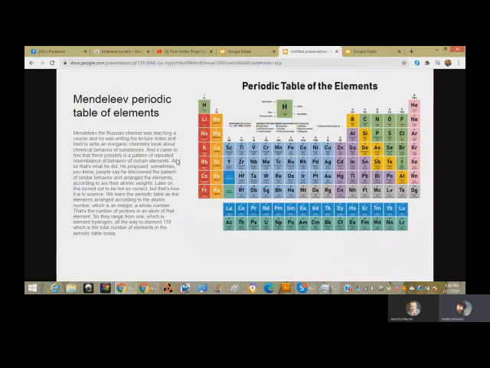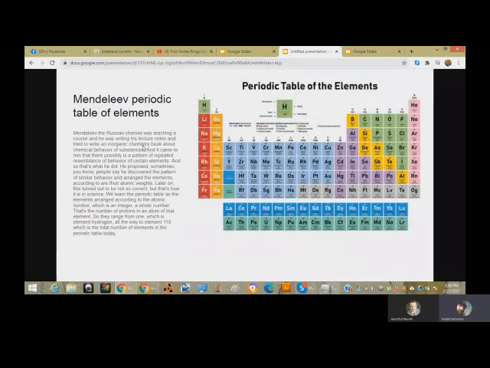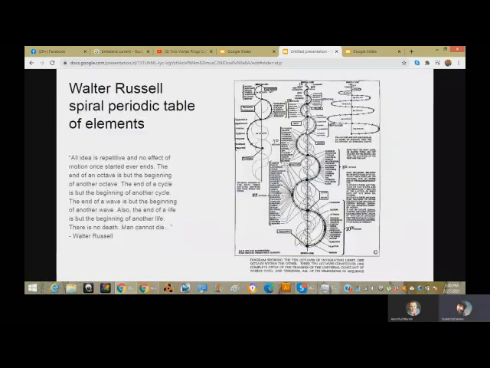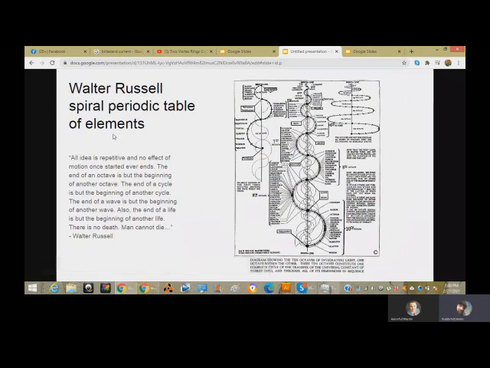So we're gonna hop to a new, different chart. This one was first done in 1850, I want to say, or either way, it was around there. And 2019 was the 150th year anniversary of this chart. Walter Russell did his chart in 1921. I think he patented this chart, which is based off of octaves. So, the Walter Russell Spiral Periodic Table of Elements.